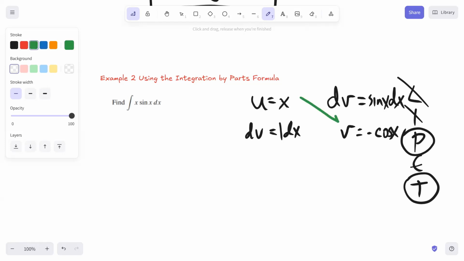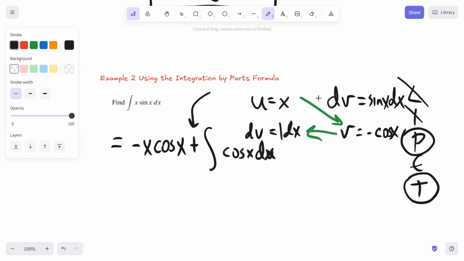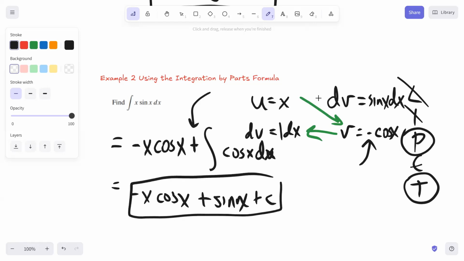And then we would do uv minus the integral of v du. So this is going to be negative x cosine x minus the integral of v, which is cosine x. So notice I changed that subtraction to addition because the formula for integration by parts is minus the integral of v du, but the cosine itself was negative, so it transferred to a positive. So this is minus x cosine x plus sine x plus c. And of course, you could always check this by differentiating.